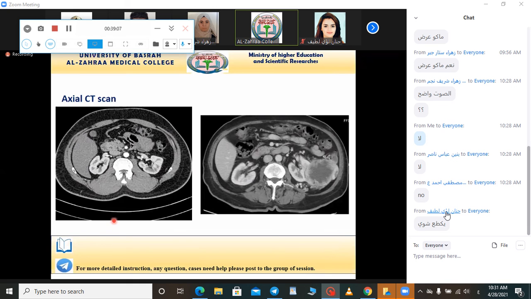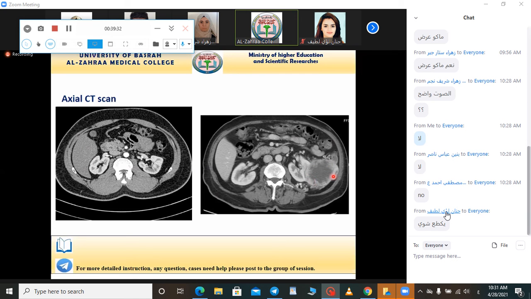This is also a CT scan, but this is called the axial view. In CT there is an axial view, there is a coronal view. You can choose the view. In this view for the same patient, these are the kidneys. At another level of the kidney, we can see here a large mass. This is the kidney, and this is a large mass related to the kidney.